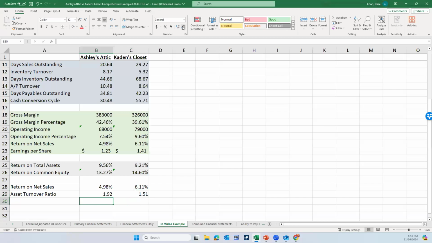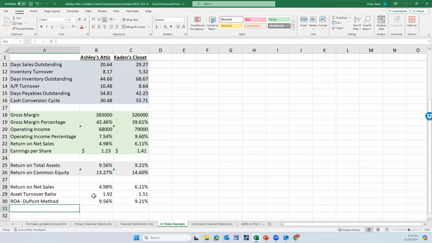So if we look at ROA computed using the DuPont method, under the DuPont method, ROA is going to be return on net sales times asset turnover. So you can see here when we do this, we get the same ROA that we computed the other way. We get 9.56% for Ashley's Attic and 9.21% for Kadens Closet. But by decomposing it into these two subpieces, return on net sales and asset turnover, we can see that Ashley's Attic has higher ROA because they have higher asset turnover, which means they're using their assets more efficiently. Their assets are working harder for them.